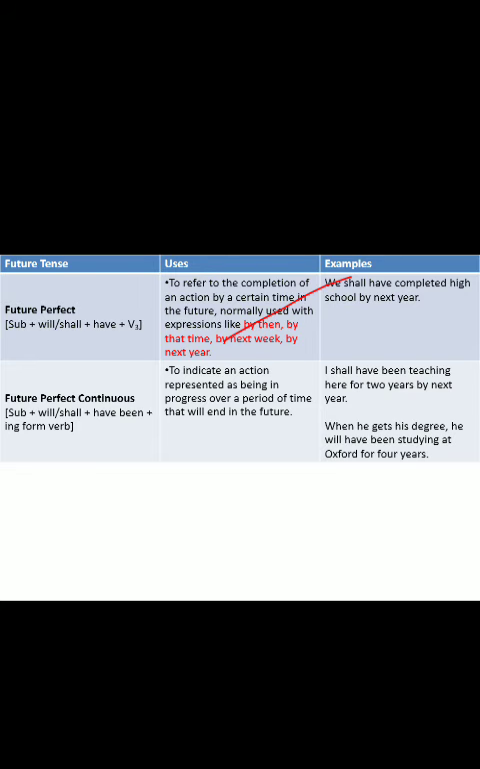But future perfect continuous has a definite function, and it is written in the form of subject followed by will or shall plus have been plus the ing form of the verb.